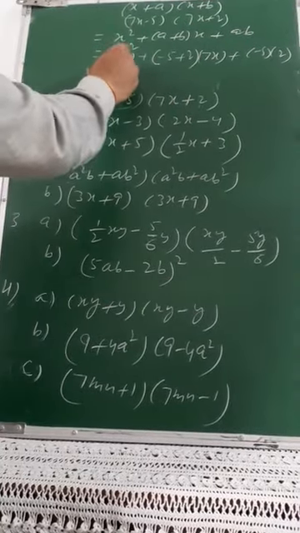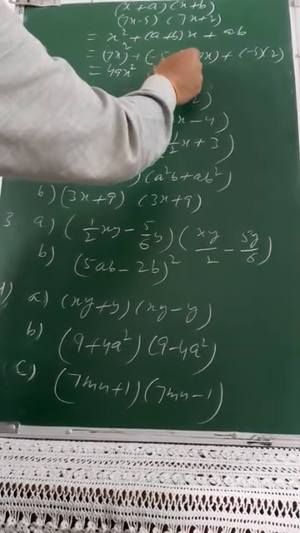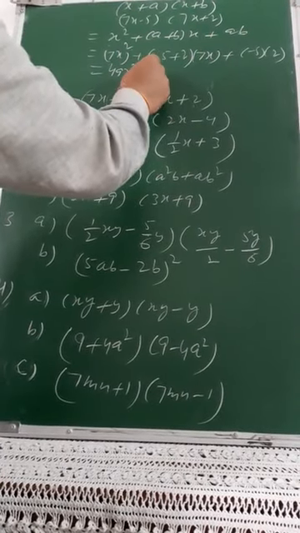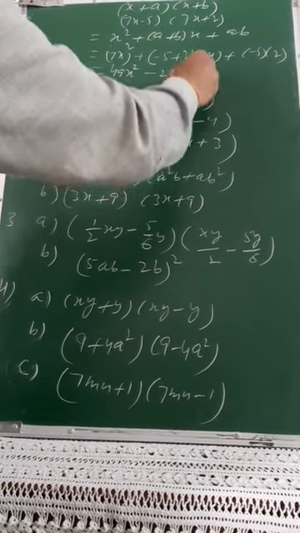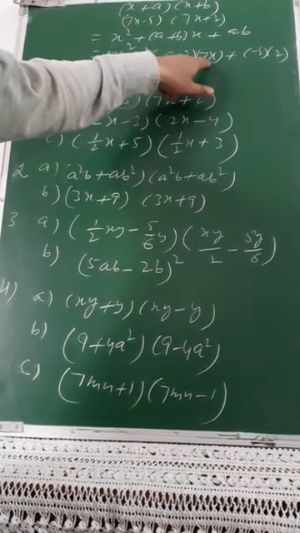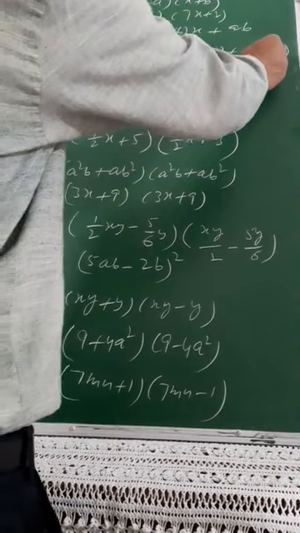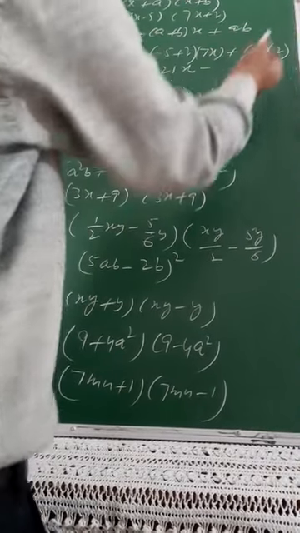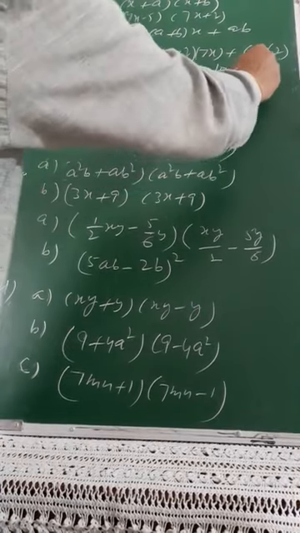Now you solve this. 7x square will give you 49x square. Minus 5 plus 2 is minus 3, so minus 3 into 7x will be minus 21x. Plus into minus is always minus. Minus into plus is again minus, and 5 2s are 10. So this will be the answer for your first part.